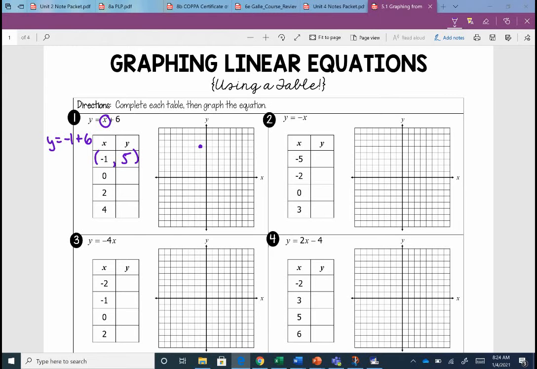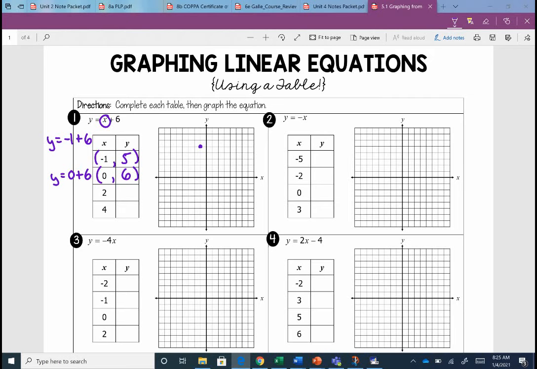Our next input for x, according to our table, is a 0. So we're going to have y equals 0 plus 6. So again, my equation isn't changing except for we're putting a number in for x. If you need to grab your calculator and double check 0 plus 6, that's fine. We get a 6. We've got another ordered pair. Like I said, you guys all showed me graphing ordered pairs. Use your calculator if you need any help with the computation.